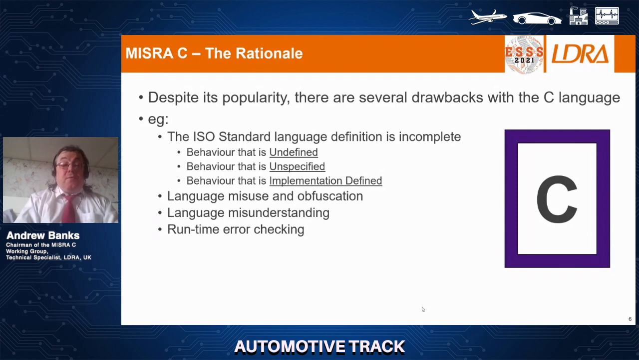The C language itself is open to misuse and obfuscation. Over at Stack Overflow, there's a whole forum where people get smarty points for making the most obscure and unreadable code. There's a lot of misunderstanding of some of the features of C. And perhaps one of the big ones is there's no runtime error checking. If you want runtime error checking, you have to write it yourself. Now, there are many ways of dealing with these. MISRA C is one of them.